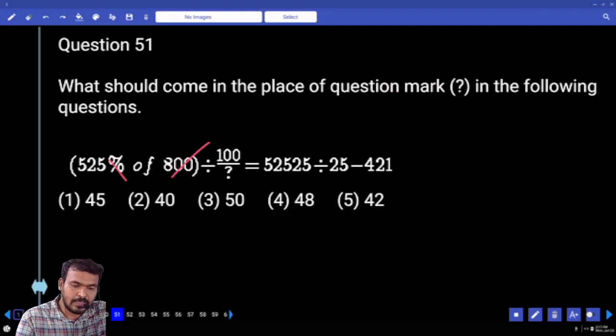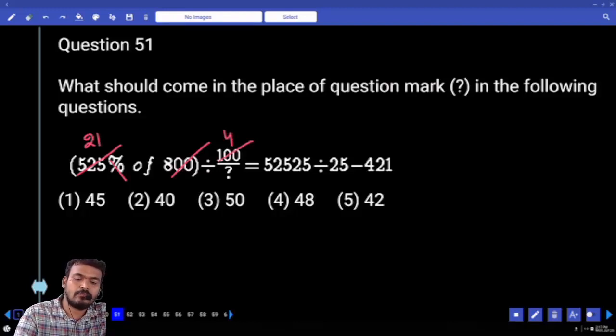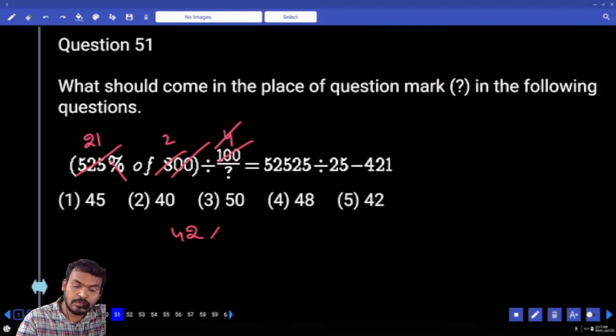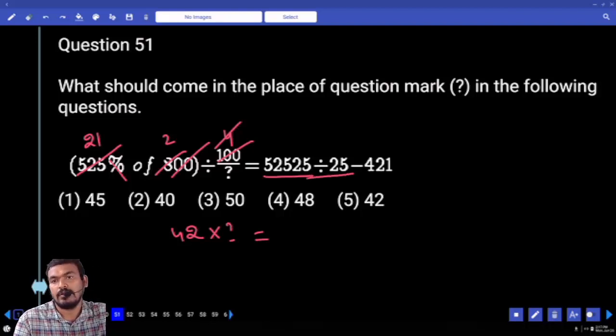Next, any other cancellations? 25 how many times? 525. 21 times or not? 25 how many times 100? 4 times or not? 4 again 2 times or not? Then left hand side remaining value 21 into 2, 42. Then we return 42 by something or 42 into something. 42 into something or not? That is equal to 52525 divided by which one? 25.